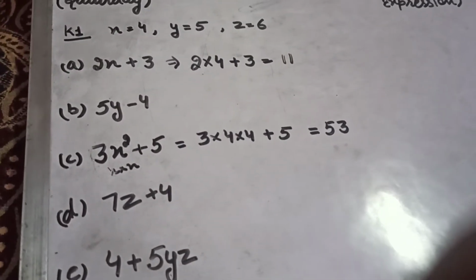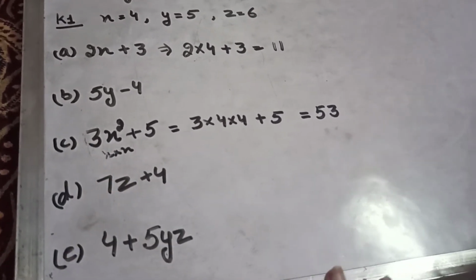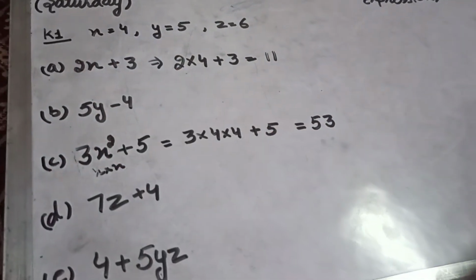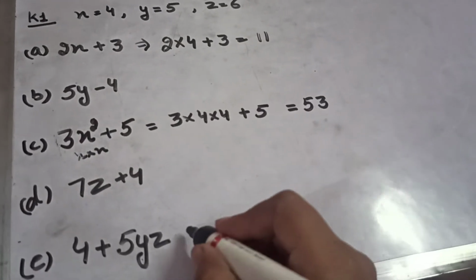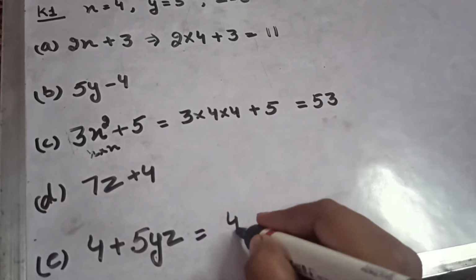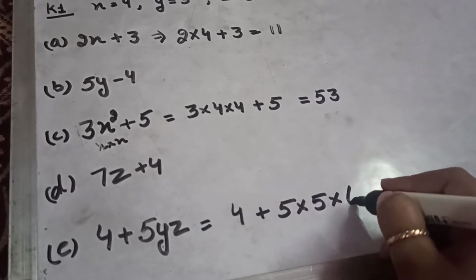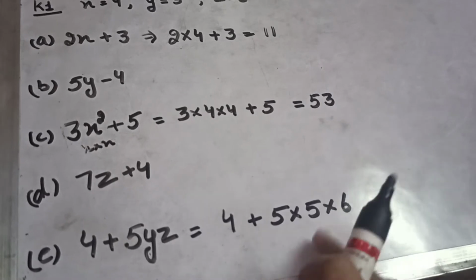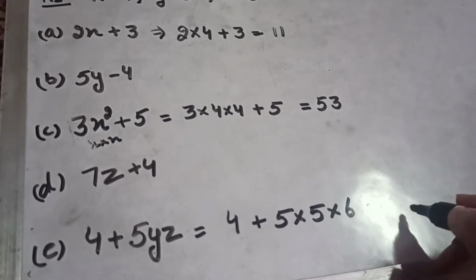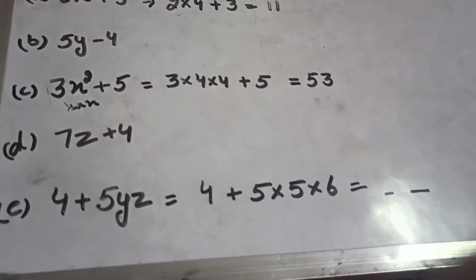Clear? So this is the way to evaluate these expressions, or you can say to find the value of the expression when the value of the variable is given. Now in this question there are two variables, y and z. We will put the value of y 5 and the value of z, multiply, and add 4 to the product and you will get your answer. Clear? This is about question number 1.